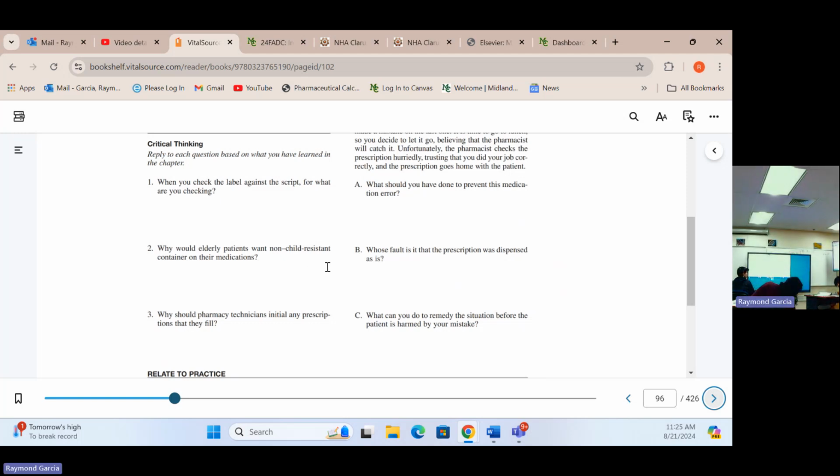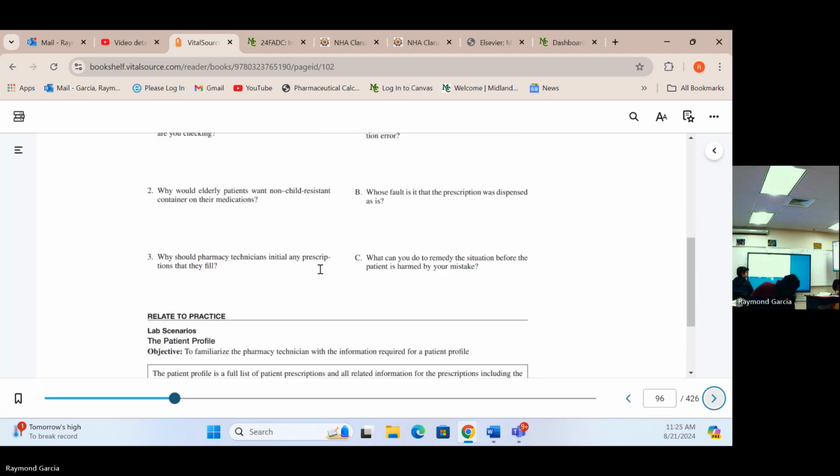Why would an elderly patient want a non-child-resistant container on their medication? Because it could be hard to open. They may lack dexterity and strength. Some older patients have disabilities and cannot open child safety caps, so they'll just get a flip top cap.